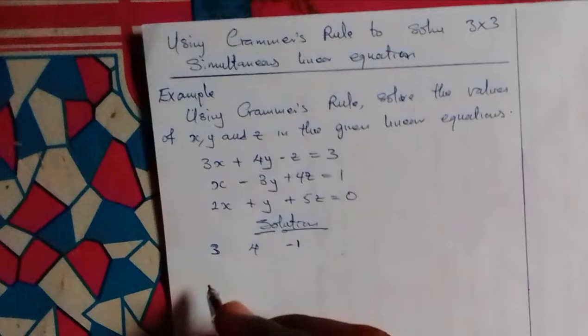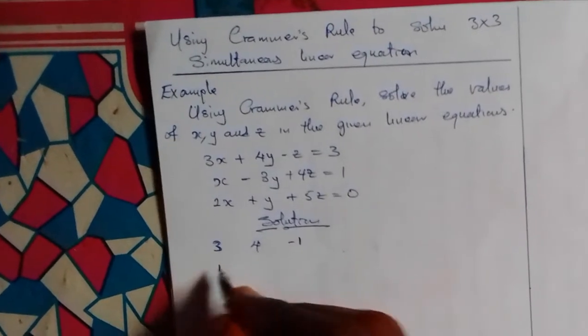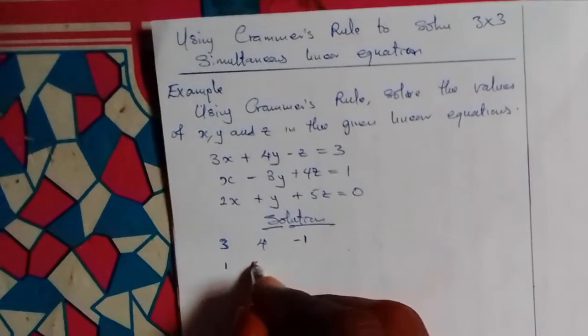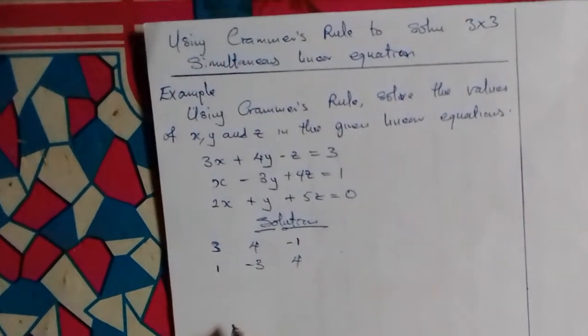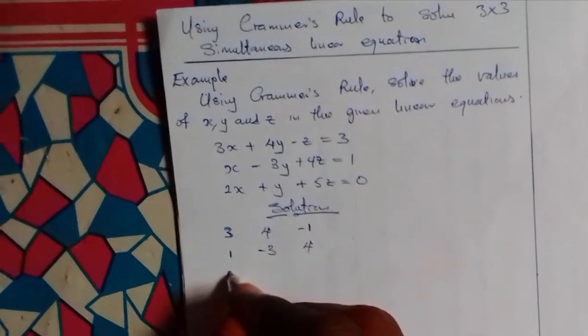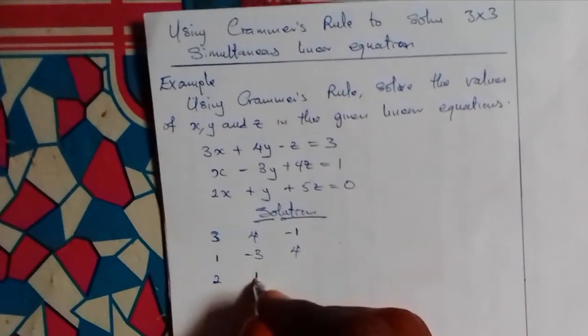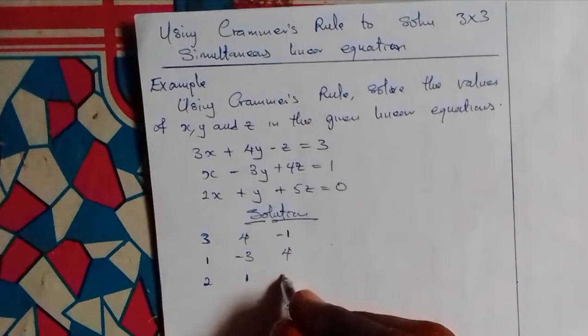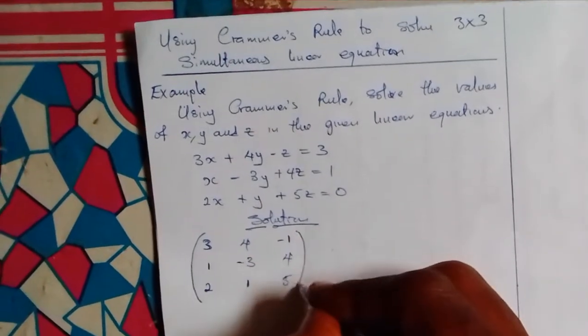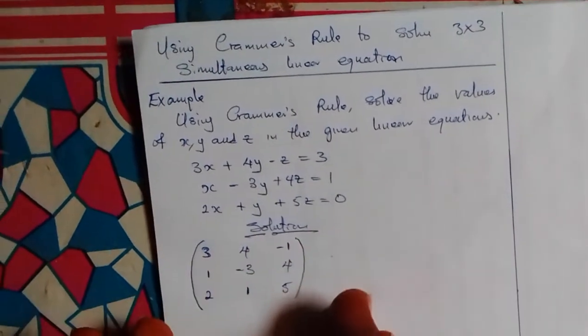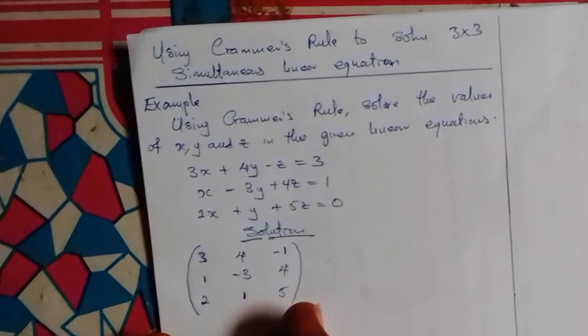Then going to the second equation, the coefficient of x is 1, the coefficient of y is minus 3, and the coefficient of z is 4. Then for the third equation, the coefficient of x is 2, the coefficient of y is 1, and the coefficient of z is 5. Now, this is showing a 3x3 matrix.